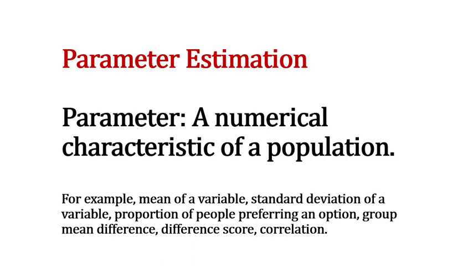Or a difference score. For example, we've got people in the population who are measured twice, and we obtain the difference between these two measurements. Or a correlation. So basically we've got the people in the population, we obtain a measure, and we obtain a second measure, and we want to know how correlated these two measures are in the population.